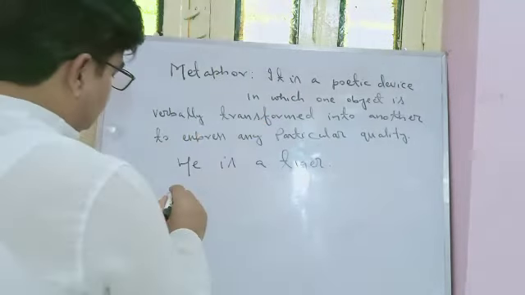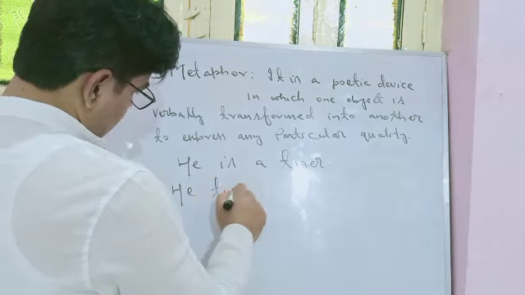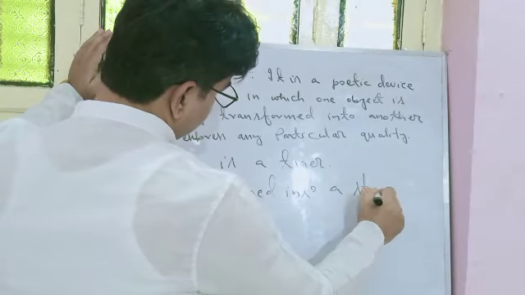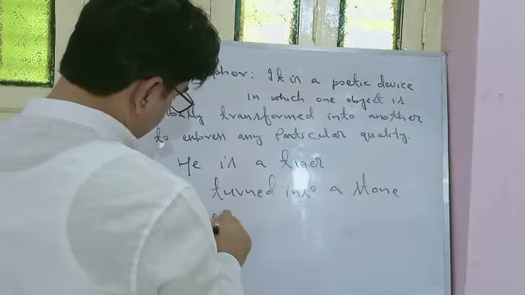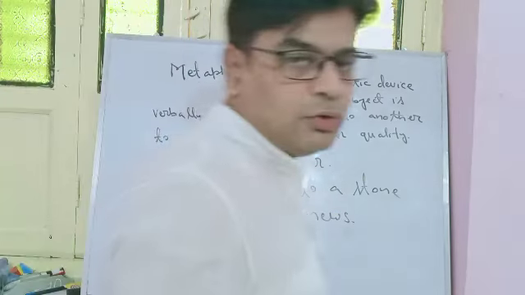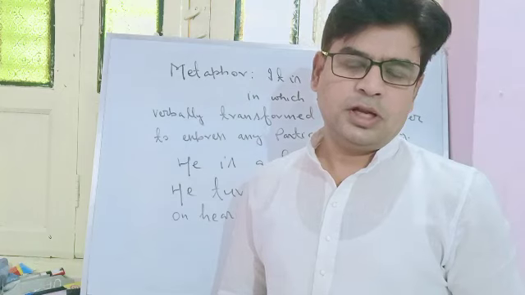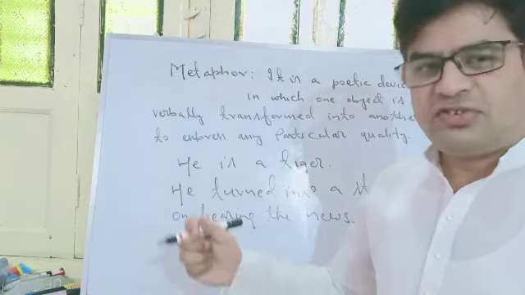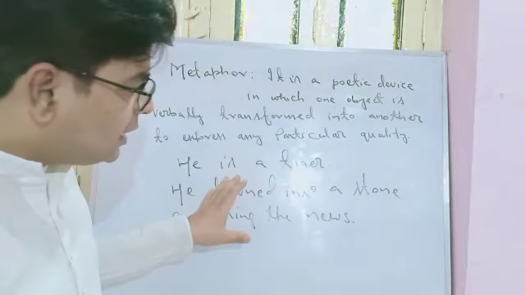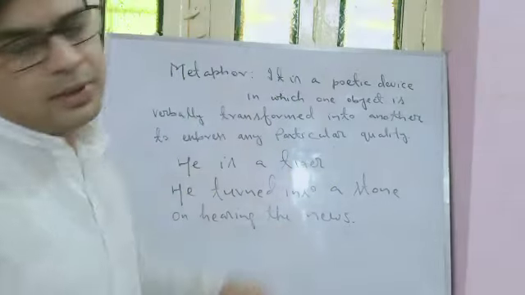I can say that he turned into a stone on hearing the news. On hearing the news, he did not look like a stone, but he turned into a stone. That means he was dumbstruck. He was perplexed. He was shocked. Right? So here I can say that we never use the words like or as. We just transformed one thing into another. And that is the metaphor.